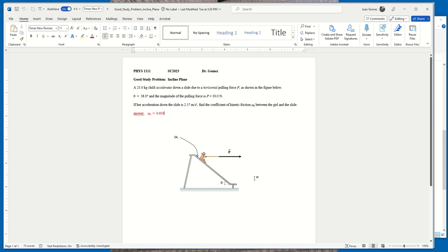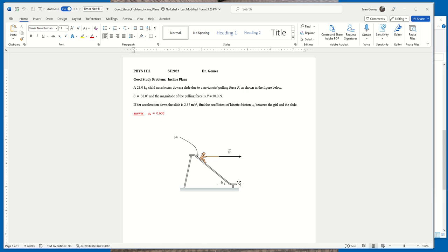Now remember, the key with an inclined plane problem is you redefine your coordinate system such that the x-axis is parallel to the incline and the y-axis is perpendicular. And we always resolve mg, the weight of the object, into its x and y components. Remember, x and y are defined by the incline and the direction perpendicular to the incline. And likewise, the horizontal pulling force, you can think of it as being in the original x direction, just like you can think of mg as being in the original y direction.